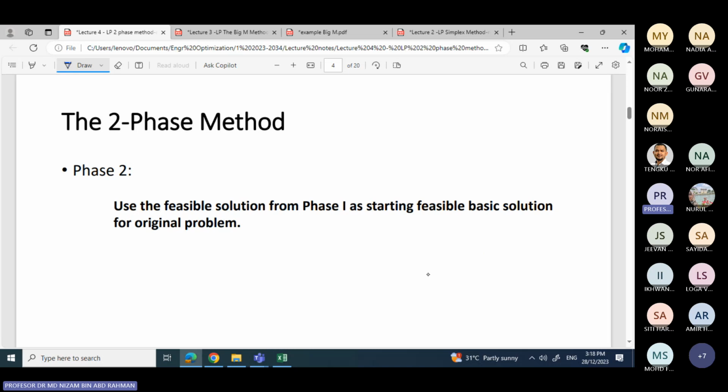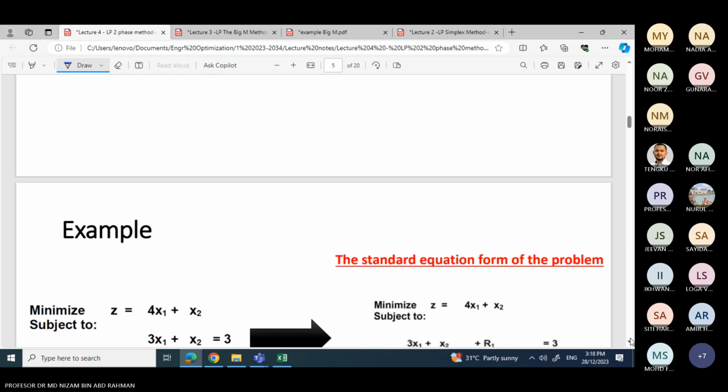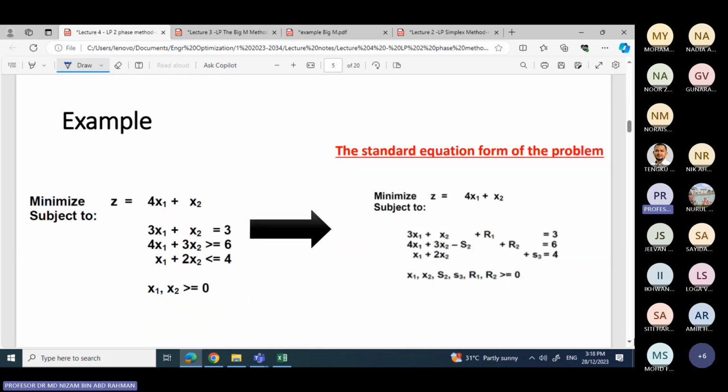And phase 2 uses the feasible solution from phase 1 as a starting feasible basic solution to the original problem and solves it using the simplex method. Right? So let's look in detail at what that means. Any questions so far? Okay, so this is the first step. You convert the linear programming problem, adding all the necessary artificial variables, and so on and so forth, right? So you have to do that conversion.